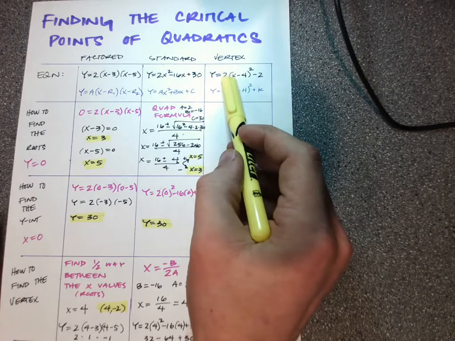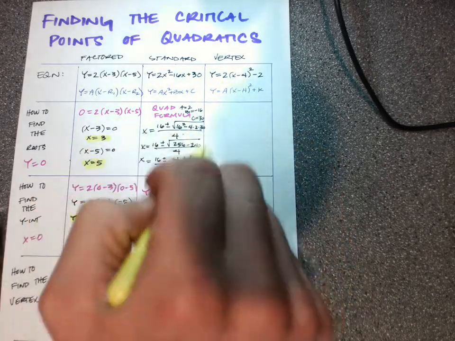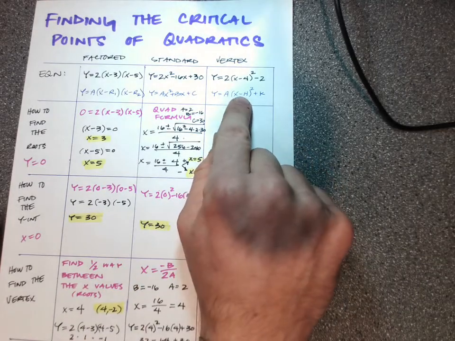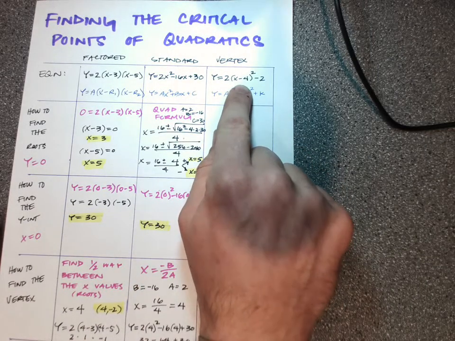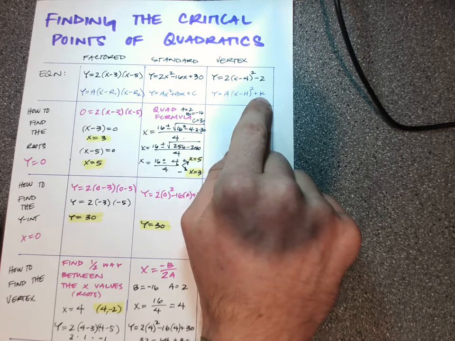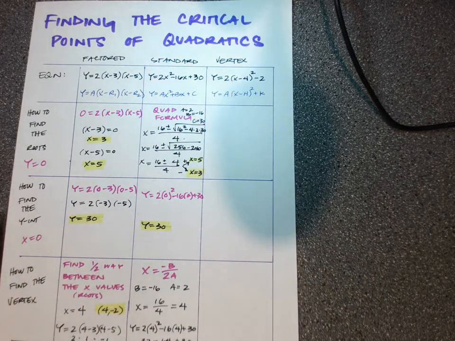Okay, last form is vertex form. I got 2 times x minus 4 squared. I had plus earlier, but in order for it to match up, change that to a minus so that they're all the same parabola. And the format for this equation is x minus h. This is in the same format within the parentheses, but then on the end it's a plus k and this is a minus. That'll come into play later.